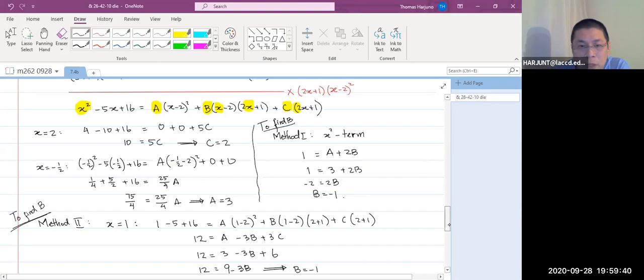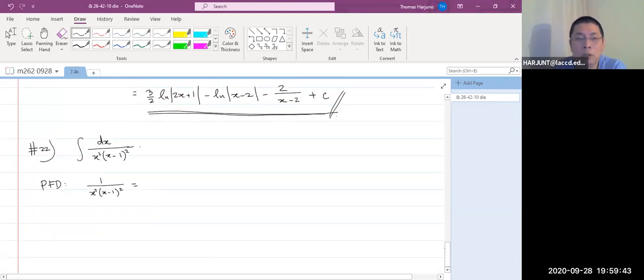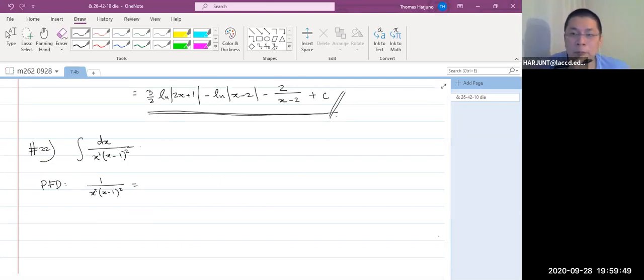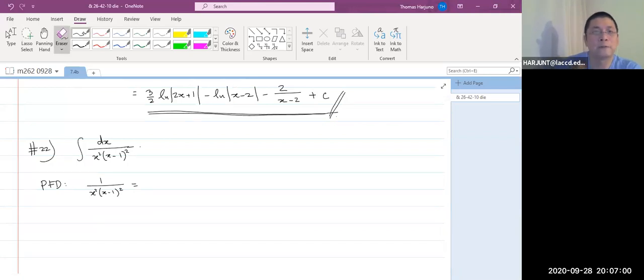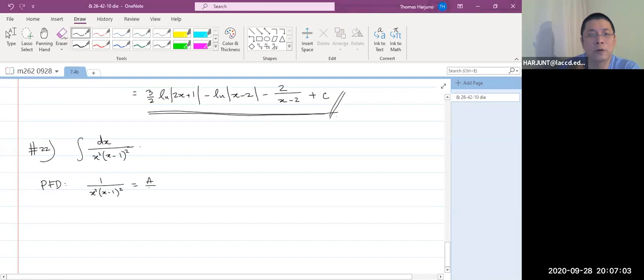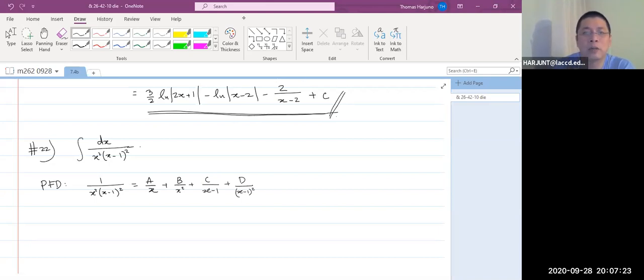Okay, let me give you this problem to work on. How many minutes? Just to do the partial fraction decomposition. Maybe 5 minutes from now, 8:05. A over x plus b over x squared plus c over x minus 1 plus d over x minus 1 squared. Okay, somebody says they need more time. Let me give you more time.